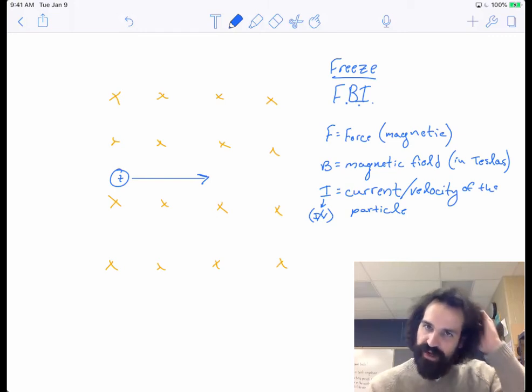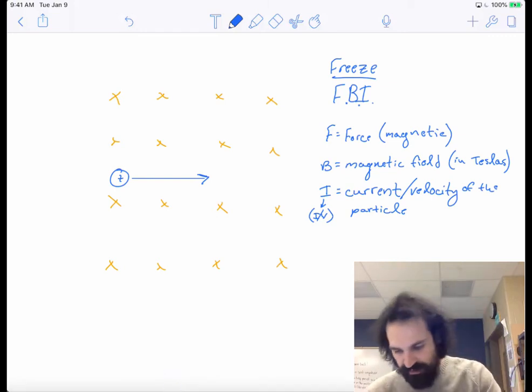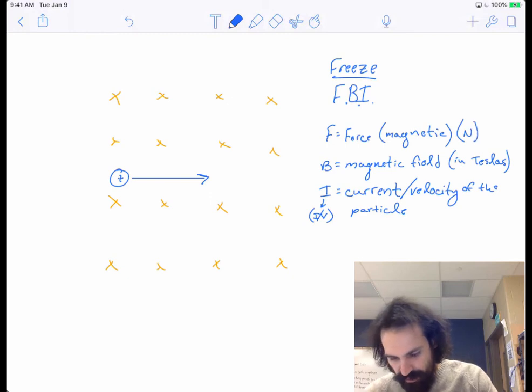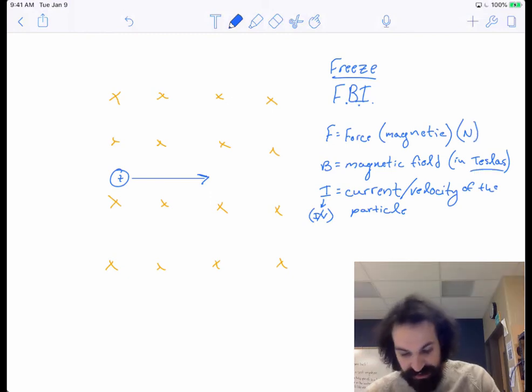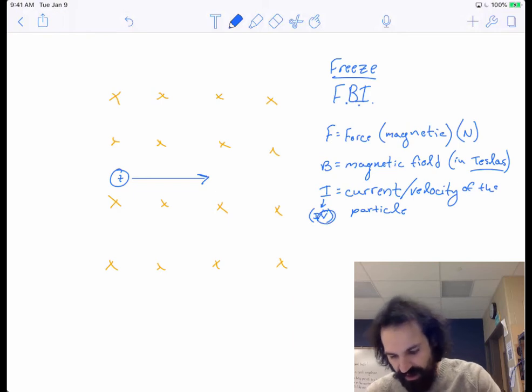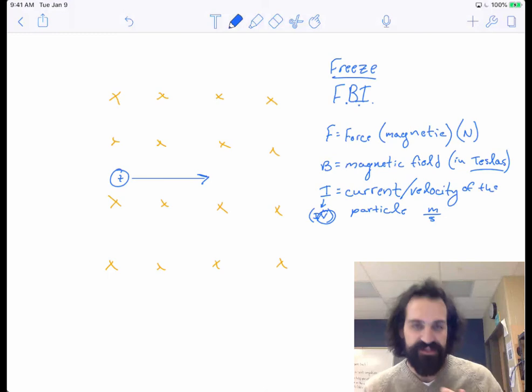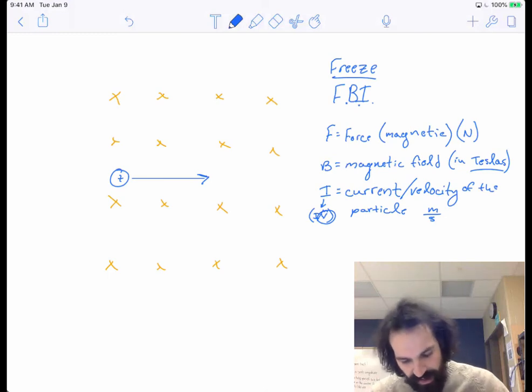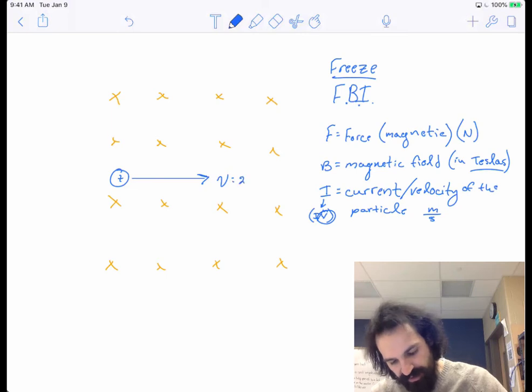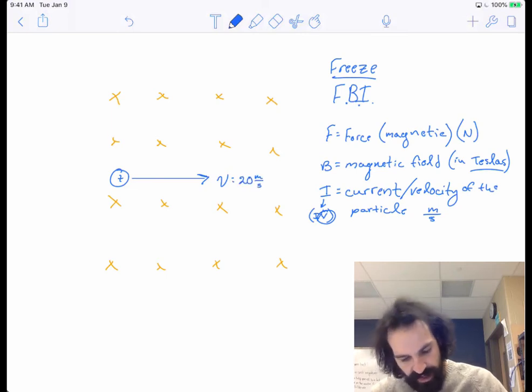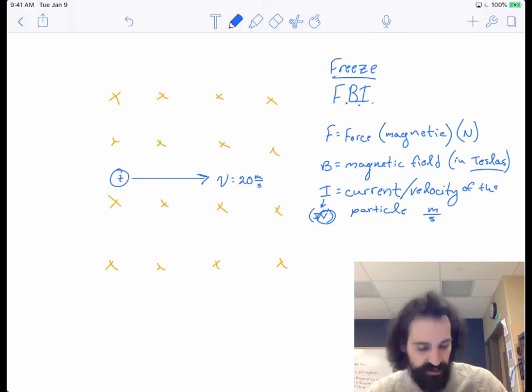And those should be written out there for you right now, where force is measured in newtons, magnetic field is measured in teslas, and the current or velocity, as the case may be, is in meters per second. In this case, it is the velocity of the particle. And let's even give it a velocity of 20 meters per second, and let's give the magnetic field a magnitude of 5 teslas.